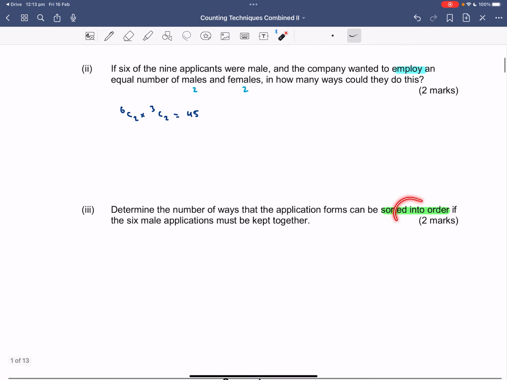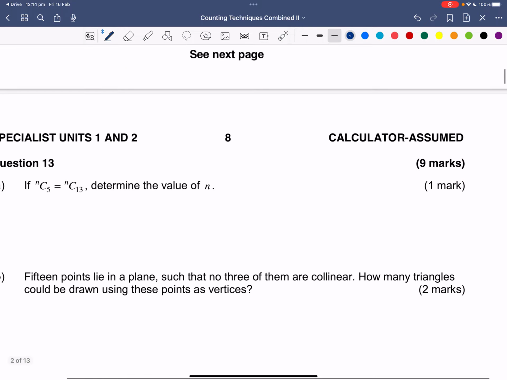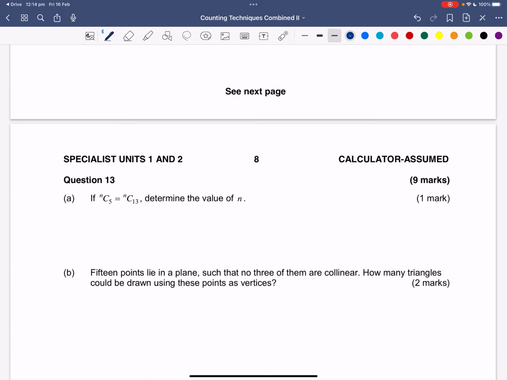So we have 6 male applications and 3 female applications. And it says that the 6 male applications must be kept together. So we pretend they're basically glued or stuck to each other. I usually use the phrase holding hands. So there's 1 male application and 3 female, a total of 4 applications. We can arrange those 4 applications 4 factorial ways. But remember, you can rearrange the 6 males between themselves. So 4 factorial times 6 factorial is 17280. Nice and easy.